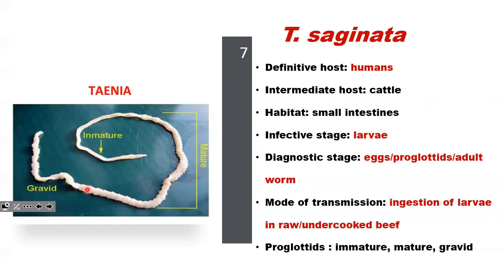I mean, if you see a pregnant woman, you understand. So these are filled with eggs. So these are referred to as gravid. Those that are not bulging are referred to as mature, and those that look so tiny are the immature ones.